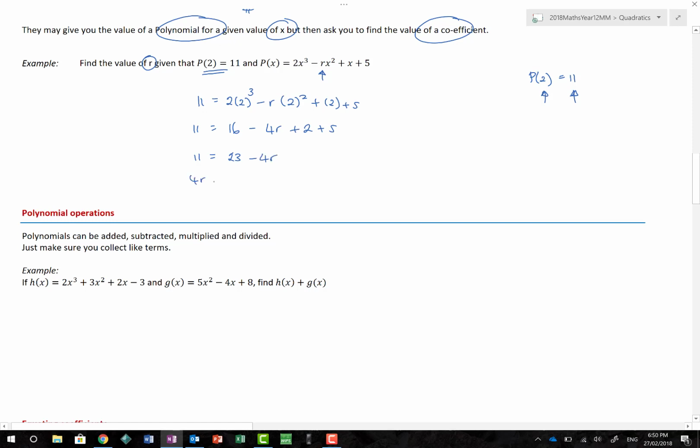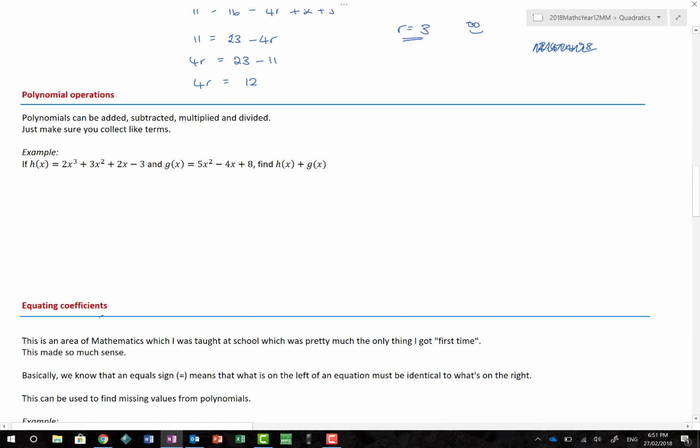Swap some things around so that 4r becomes positive. That becomes 23 minus 11. 4r is equal to 12. And so therefore r is equal to 3. All right, thank you very much. It's a whole number value. The chances are it's right. If I'd ended up with something like 2.67498, I may have made a mistake and may need to go back and check. So make sure that when you are given this type of information, you know you can use it both forwards as well as backwards.